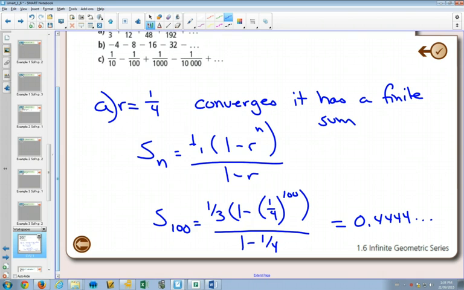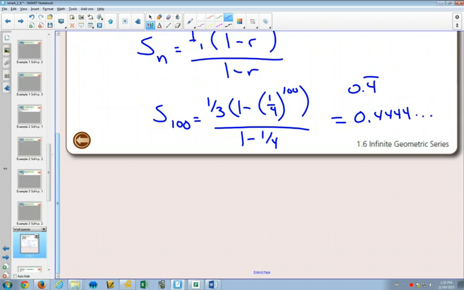Yeah, that would be that repeating. Do you know what that is as a fraction? 4 over 9. Good. Okay. Now when we look at part B, what is our R value in part B? What are we multiplying by there?